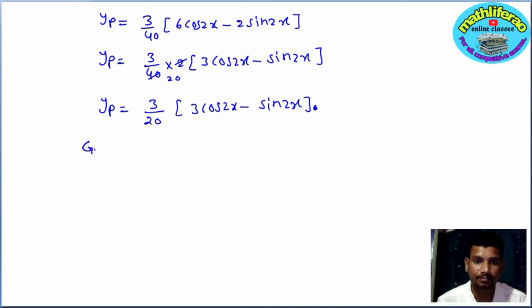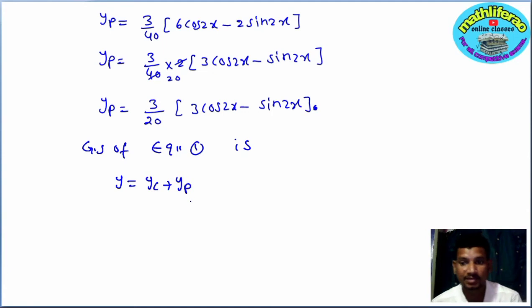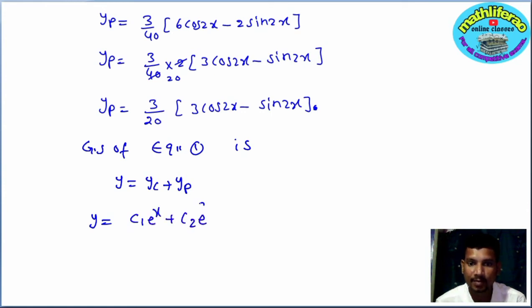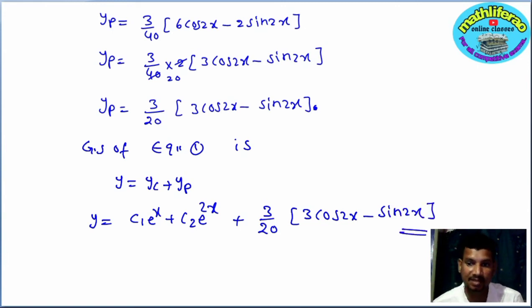But here the general solution of equation number 1 is y equal to yc plus yp, complementary function plus particular integral. The complementary function is y equal to c1 e power x plus c2 e power 2x. This is the complementary function, plus the particular integral 3 by 20 of (3 cos 2x minus sin 2x). This is the solution of the given equation.